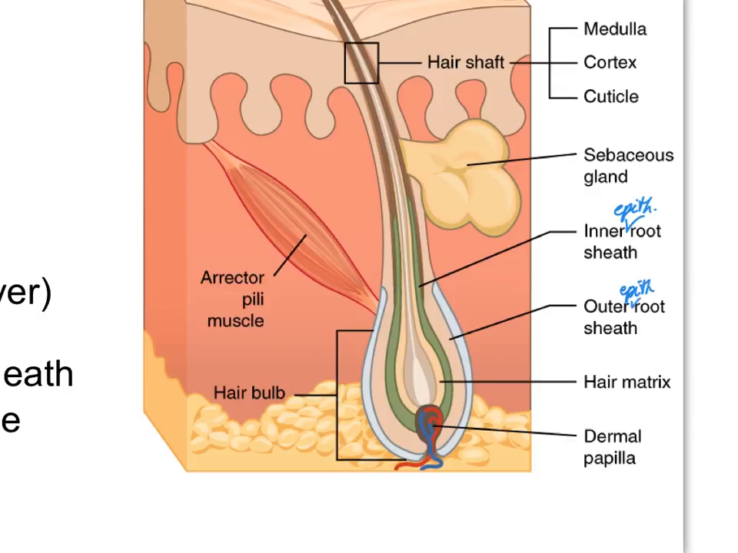Now superficial to that, in the white here, we have yet another layer, which is not labeled here, so I'm going to add it for you guys. And that is the connective tissue, the connective tissue sheath. So we have a sheath of epithelial tissue, and we have a sheath of connective tissue.